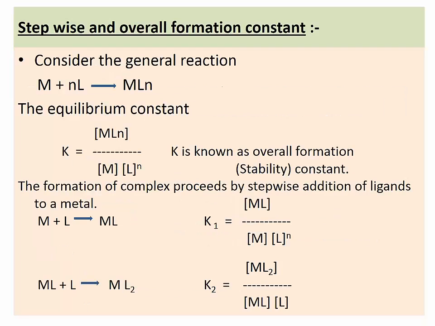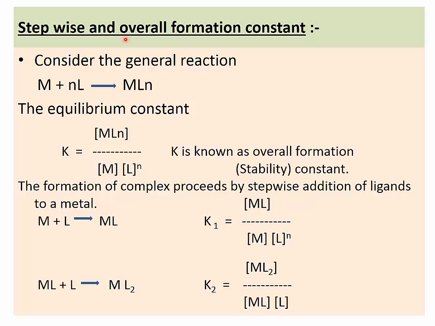Okay. Then see next point, stepwise and overall formation constant. So in this case we have to discuss. Ligands are added stepwise to the metal solution, and then there is formation of coordination compound, complex compound. Means in first step, first ligand is added. In second step, second ligand is added, and in this way, whatever the coordination number of that metal ion, such number of ligands are added to that metal ion and there is formation of complex.